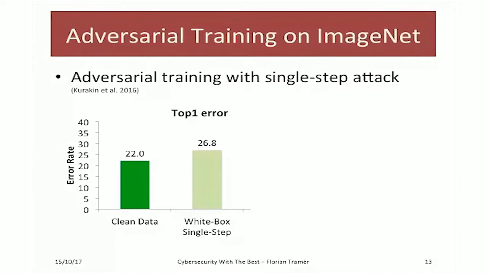And then they found that if they tried to attack their own model with these same weaker attacks, they incurred some error, so it's not quite as good as on clean data, but it's much better than if you hadn't done adversarial training, in which case you'd get maybe 80 to 100% error on such attacks.